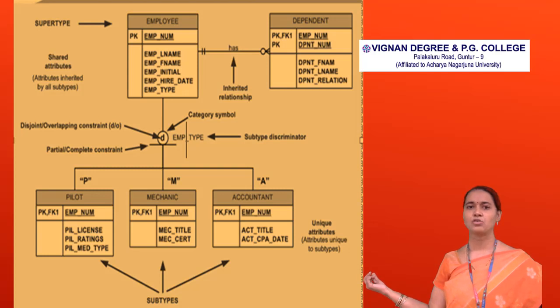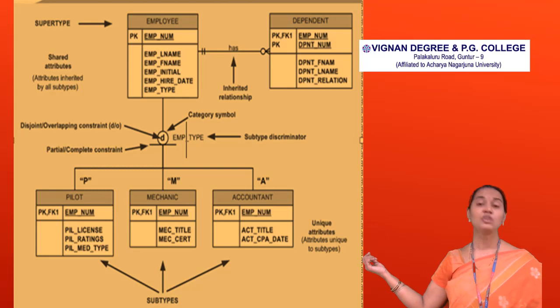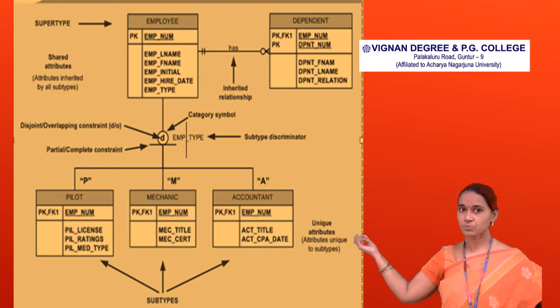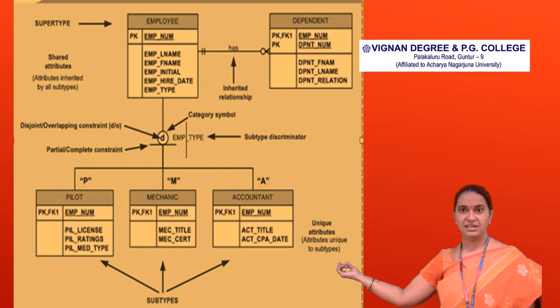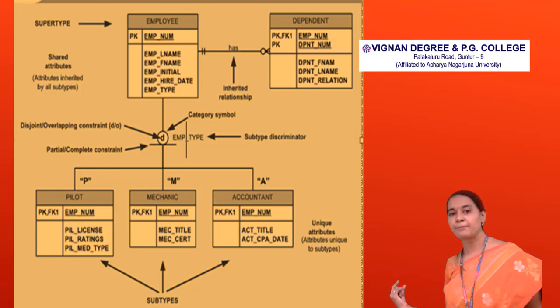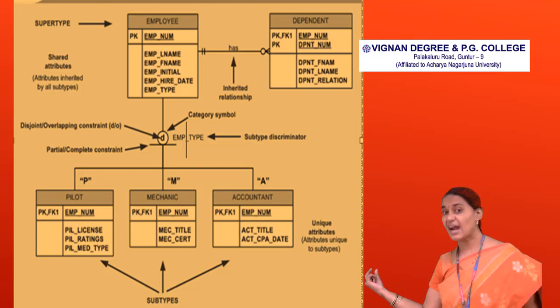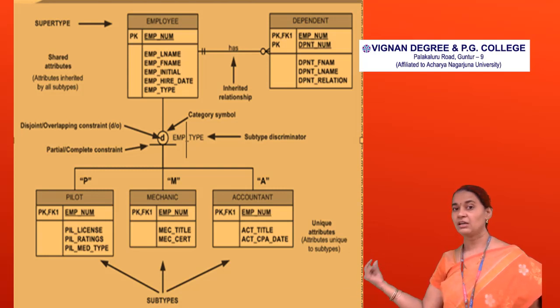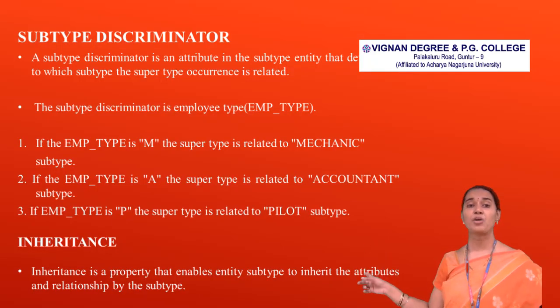Let us now discuss what a subtype discriminator is. As I already told, a subtype discriminator is used to differentiate the subtype entity; it determines to which subtype the supertype entity is related. The subtype discriminator is an attribute in the entity subtype that determines to which subtype the supertype occurrence is related. And this subtype discriminator, as I already told, is represented in the form of a circle.